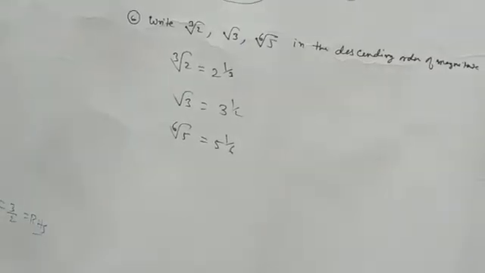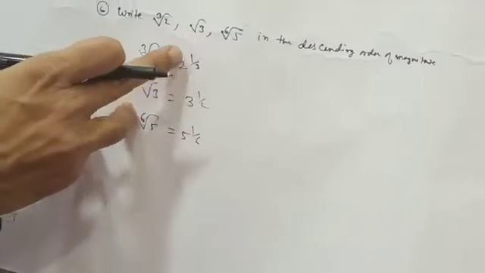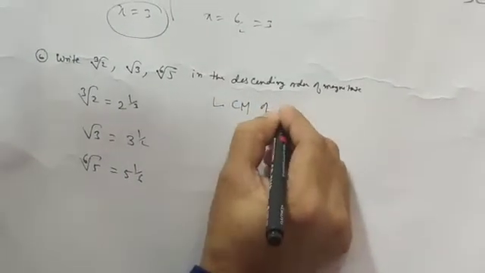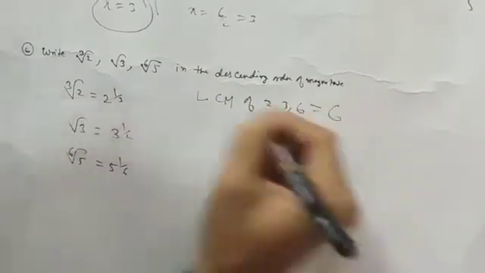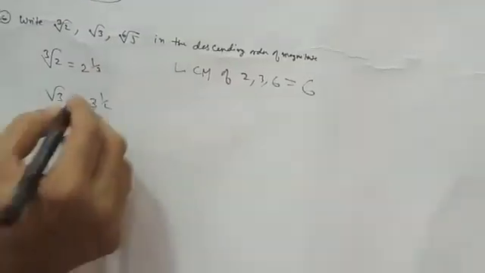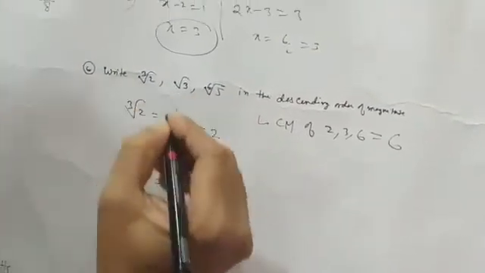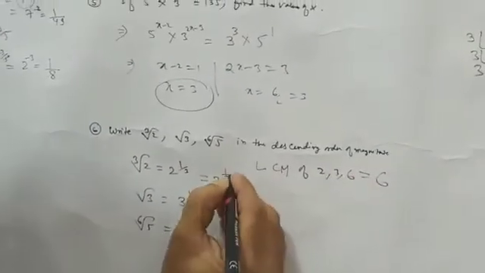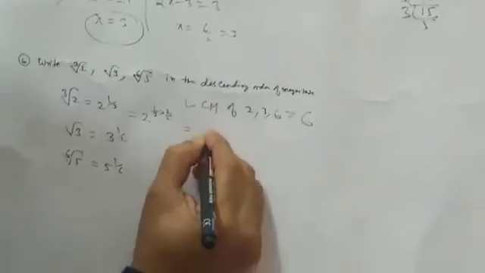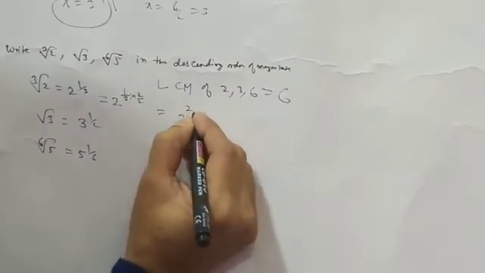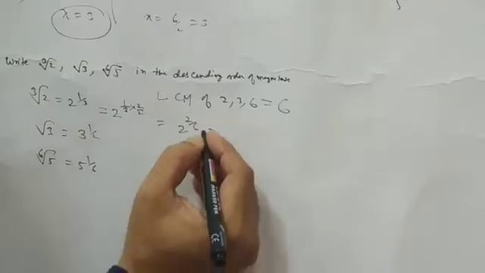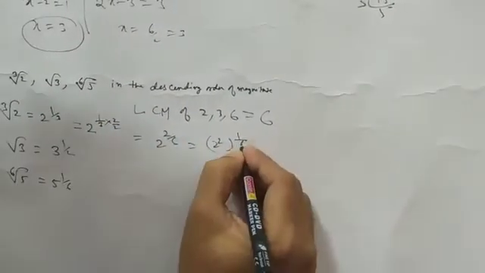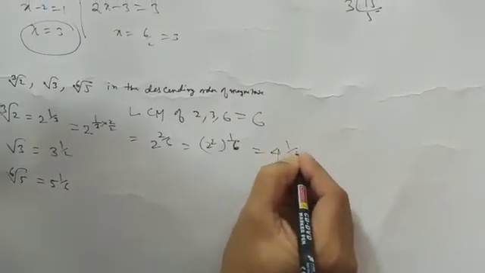Now see the denominators of these powers: 3, 2, 6. So the LCM of 2, 3, 6 is 6. So again you write this 2 to the power 1 by 3. We have to make the denominator the same. So write 2 by 2 here. So it is coming 2 by 6. Bring the power inside, and this 1 by 6 is outside. You can write it, so it is 4 to the power 1 by 6.